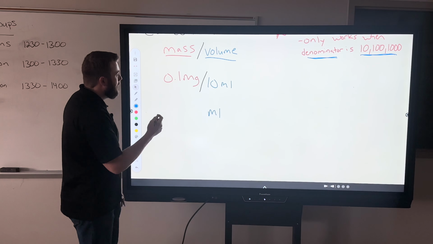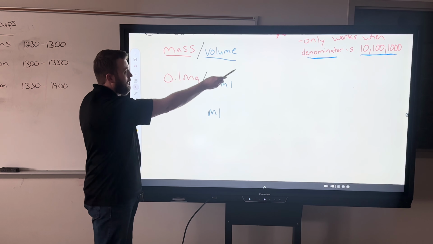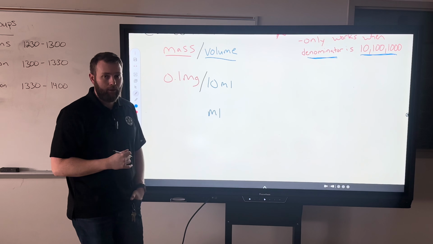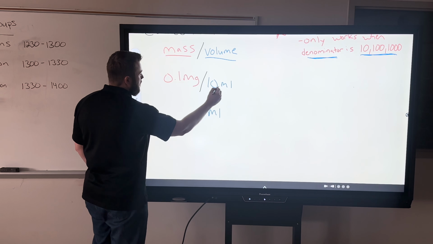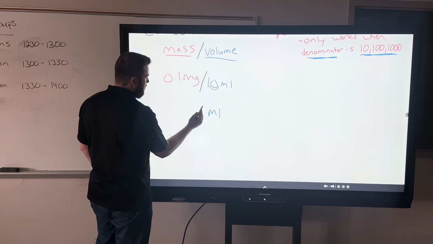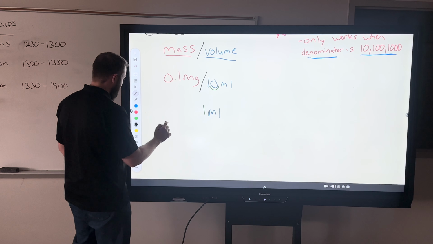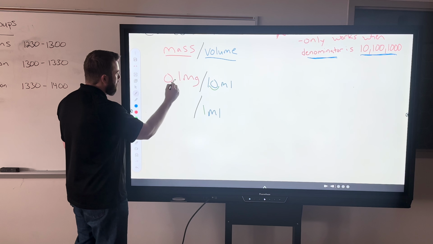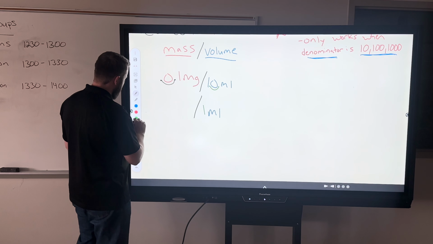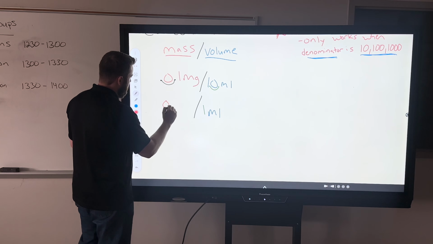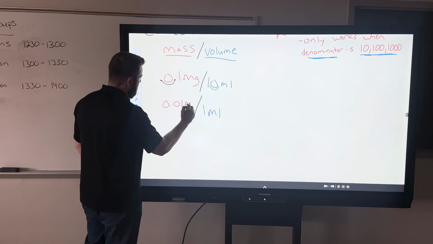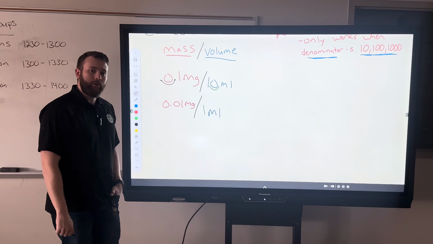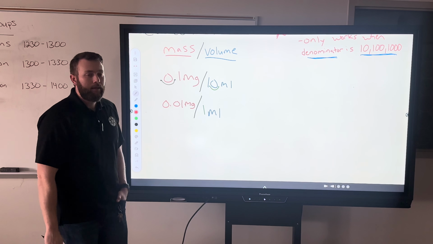So if we look at this one, I can already tell that, hey, 10 milliliters, that's already where I need it to be. So in this case, all I need to do is simply move my decimal place one place, right? So I'm going to move it one place to the left. That's going to get me to the one that I need right there. Once you do the one side, you have to do the other side. So I'm going to move the decimal place one place in the same direction, and I'm going to get 0.01 milligrams. So that means for every milliliter, it's going to have 0.01 milligrams of medication in that solution.